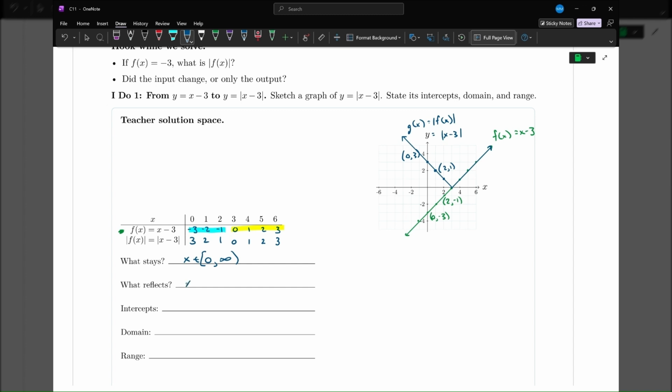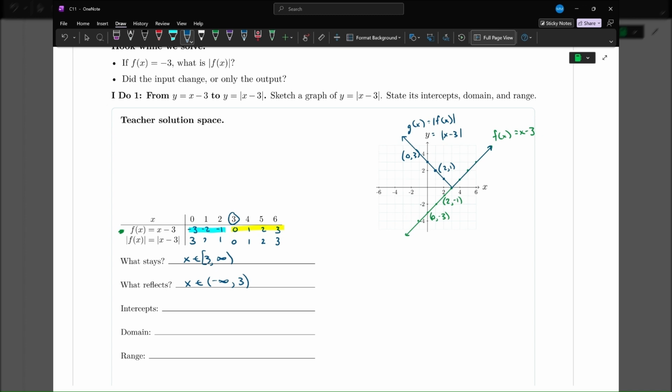What reflects? Or sorry, that wasn't, no, not outputs. Sorry, input was 3. So I'm going to keep 3 and up, and again, I'll include the 3. What reflects was everything else, so everything on the left side: negative infinity all the way up to 3. Now, because I included 3 in my stay part, I'm going to exclude it from my reflect part.